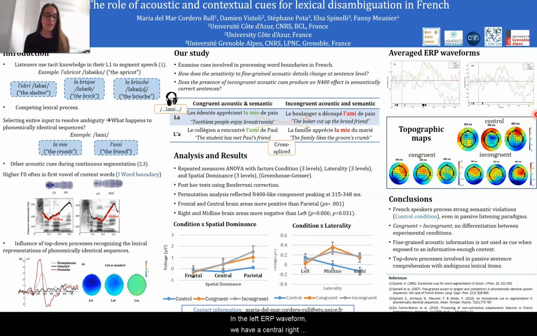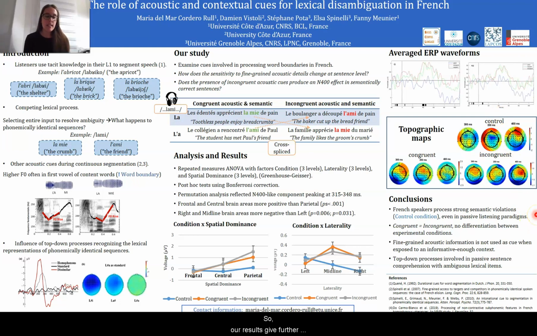In the left ERP waveform, we have a central right electrode, the C2, where there is a significant difference around 400 milliseconds, and where the control condition is more negative compared to both the congruent and incongruent conditions. And the right image shows that there are no significant differences between the conditions in the frontocentral electrode FCZ.